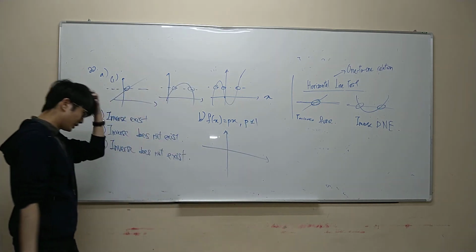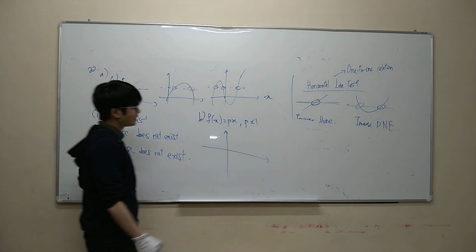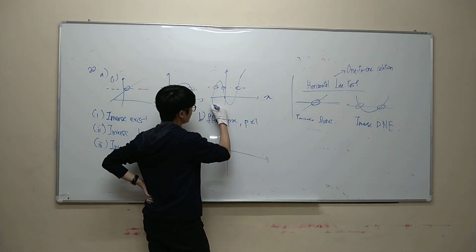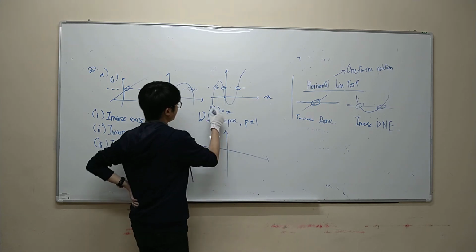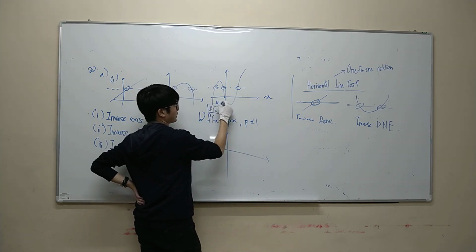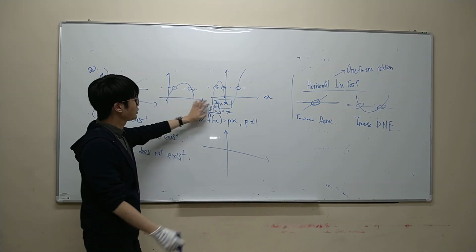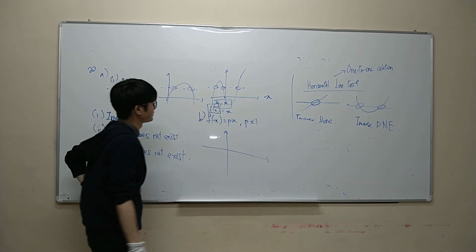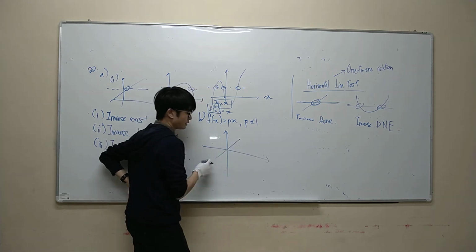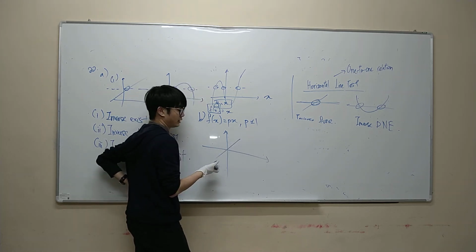So what does that mean? Let's assume p is 1. So it becomes f(x) = 1x, which means f(x) = x. Just treat f(x) as y; it's the same thing. So y = x. How do you draw y = x? Like this. Correct? Like this, y = x.